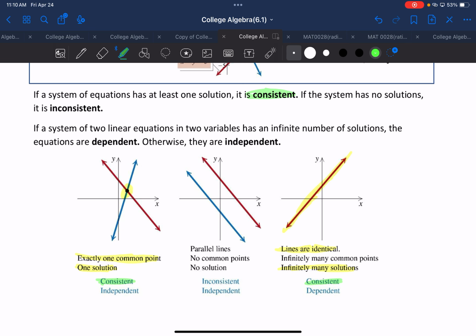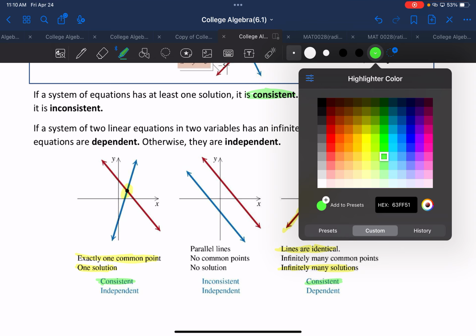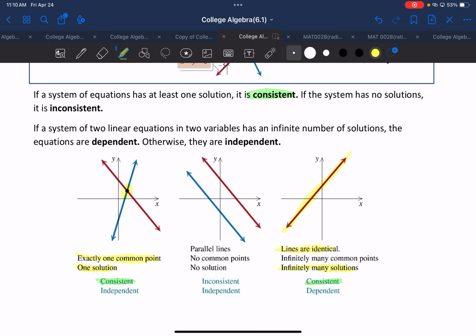The one in the middle is an example of two parallel lines. Two parallel lines will never intersect. That's the definition of parallel lines. So they will have no solution. They'll never meet. They'll never intersect. And if you solve a system and it has no solution, then you automatically know those two lines are parallel.